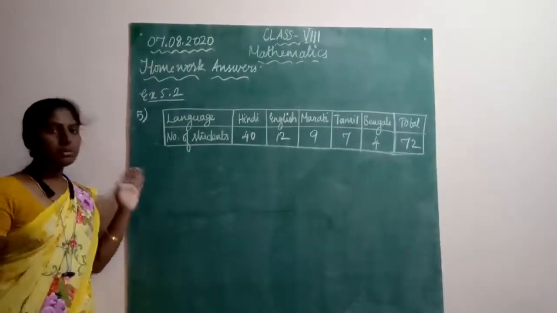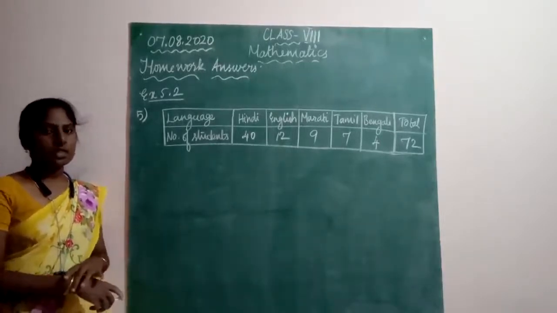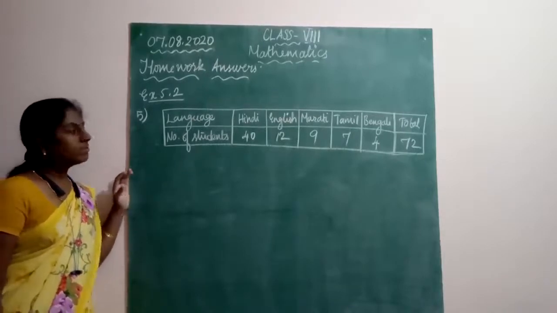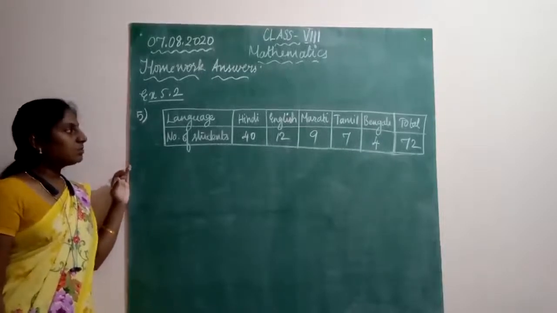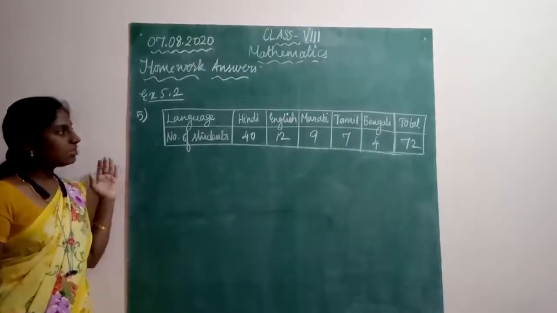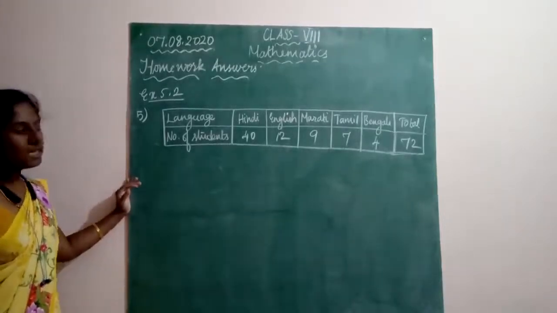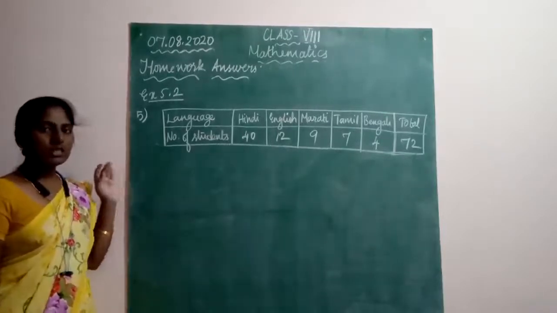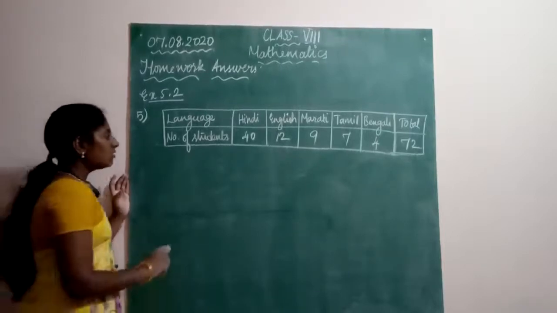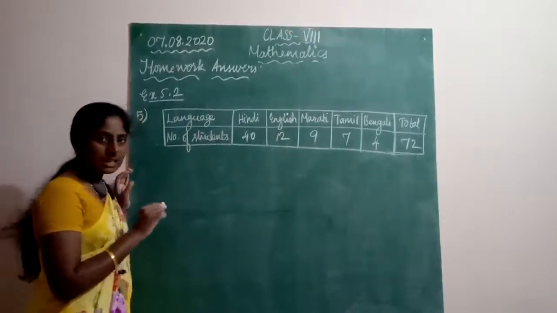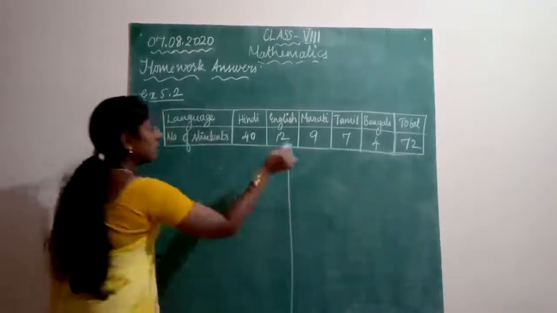Here this table represents the mother tongue, that is the language spoken by different children in a school. Okay, so here 40 children speak Hindi, 12 children speak English, 9 children speak Marathi, 7 children speak Tamil, 4 children speak Bengali, and the total number of students surveyed was 72. Okay, so we have to draw a pie chart for this. Okay, so for drawing a pie chart, the first thing we need is central angle. Okay, let us find the central angle for the given languages.